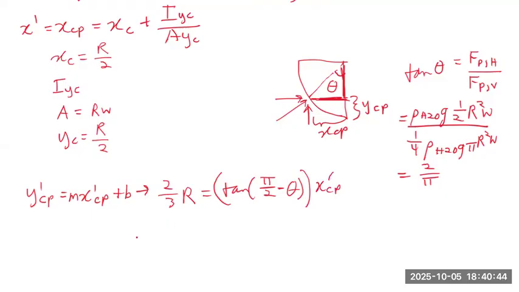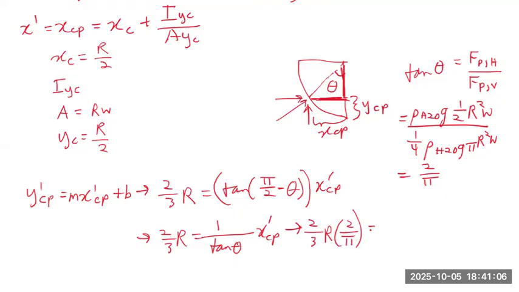So this means that 2 over 3R is equal to 1 over tan theta times xcp prime. And this means that 2 over 3R times 2 over pi is equal to x prime cp, which is equal to xcp equals 4R over 3 pi.